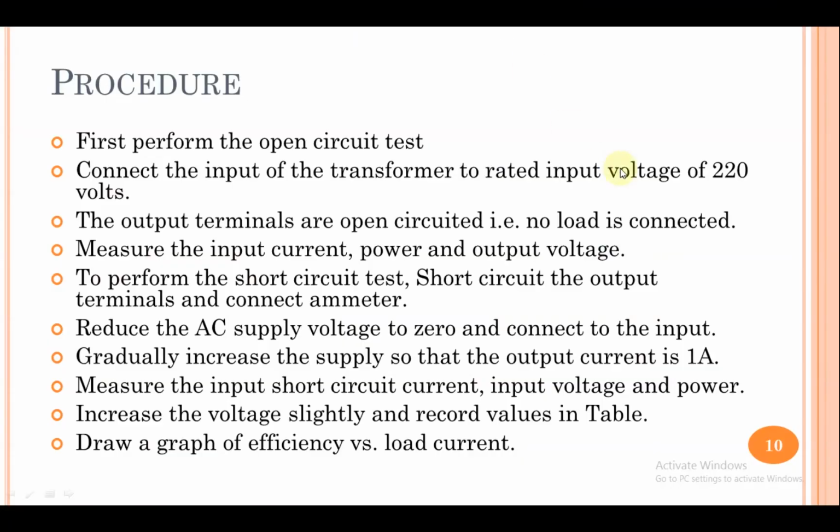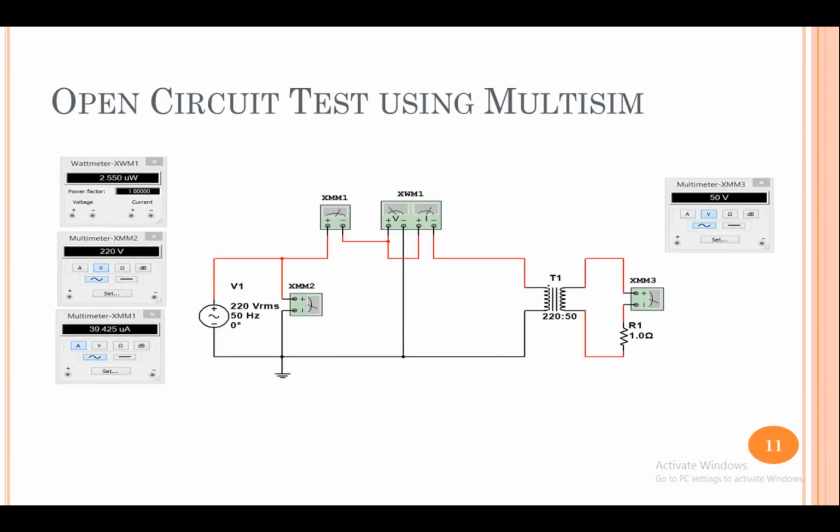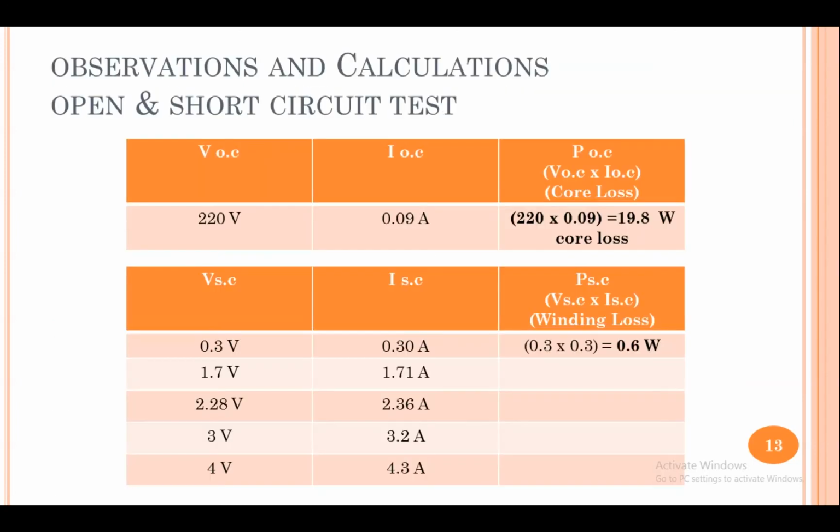So welcome back, students. I hope you have got a good idea of the hardware implementation of the open circuit and short circuit test on a single phase transformer. And here are the observations and calculations which you have recorded in the lab. For the open circuit test, you had 220 volts at the input, and the current was 0.09. So it means that 19.8 watts is the core loss of your single phase transformer.